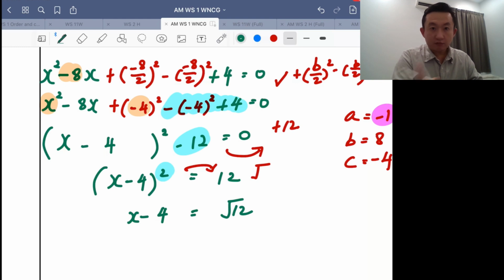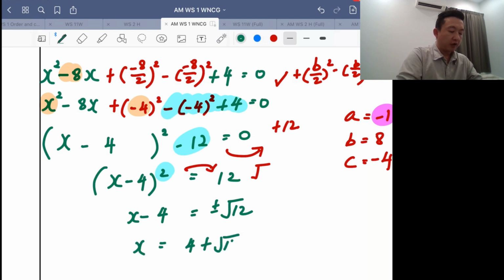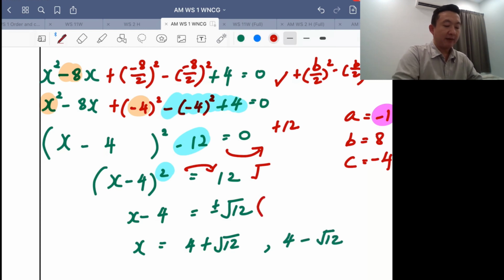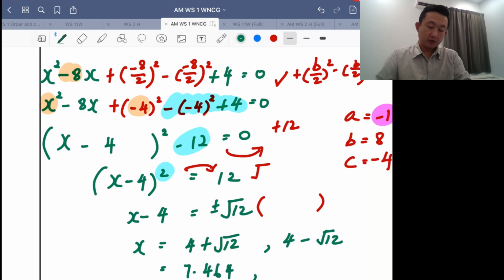Remember? Plus and minus, right? Plus and minus. So your answer should be 4 plus square root 12 or 4 minus square root 12. Or you can figure out the decimal number first. It's up to you. Okay? So we have 4 plus square root 12. Let's change to decimal. We have 7.464, four significant figures, and we have 0.5359. Right. So these are the answers for x.